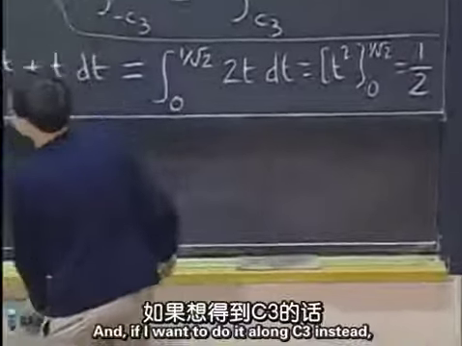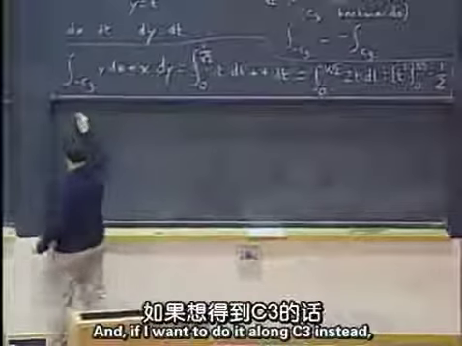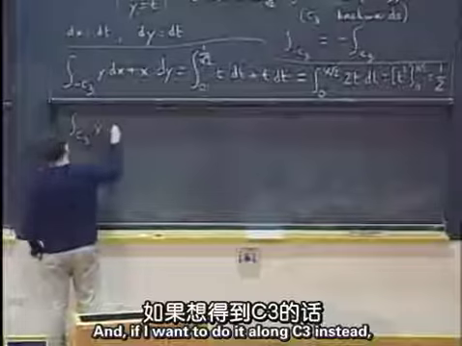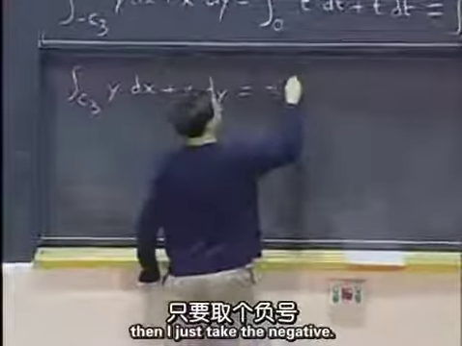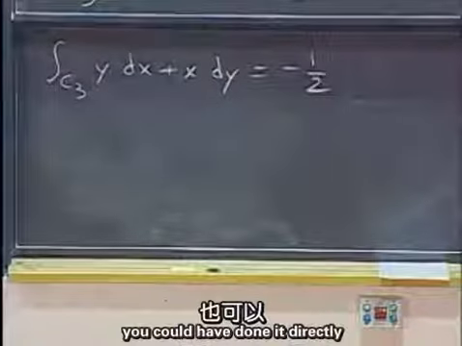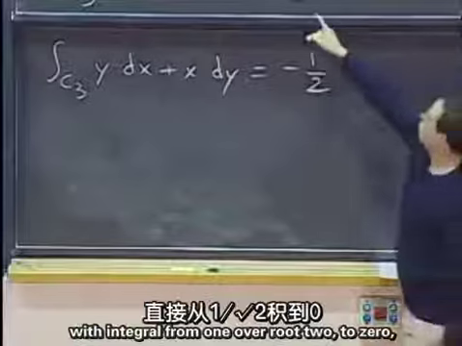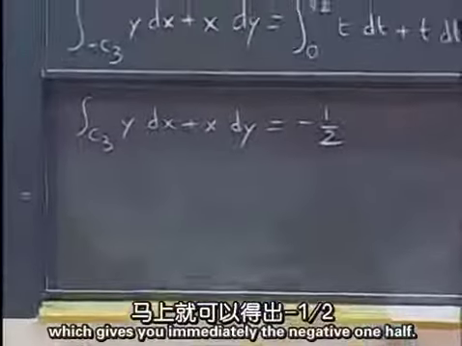And if I want to do it along C3 instead, then I just take the negative. Or if you prefer, you could have done it directly with the integral from 1 over root 2 to 0, which gives you immediately the negative 1/2.